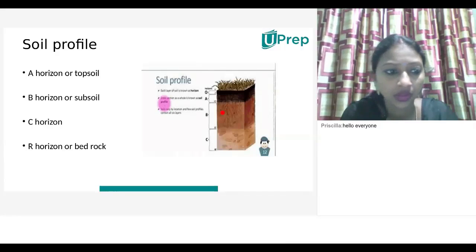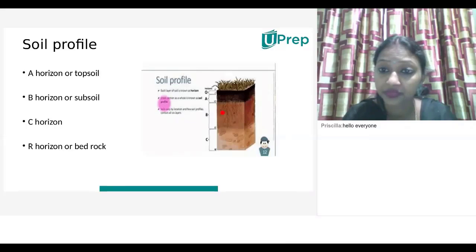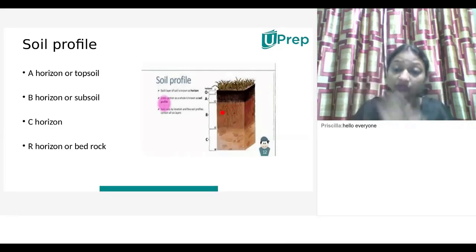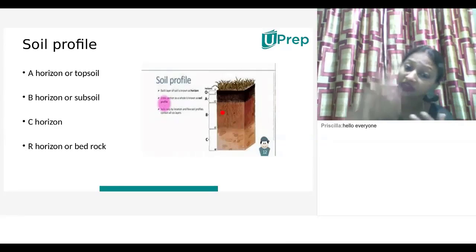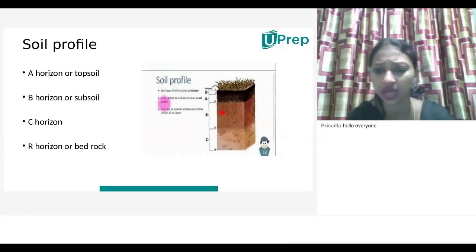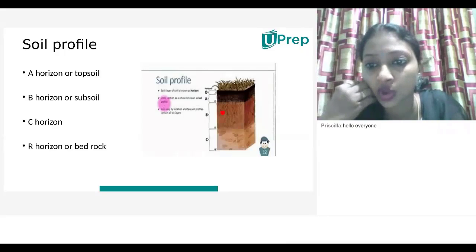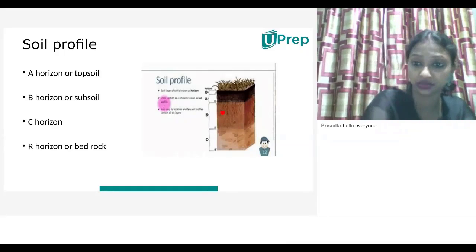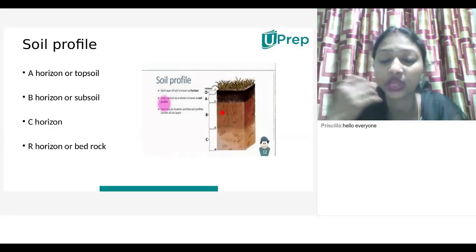Understood? So below we can see that it is very tightly packed. The layer is tightly packed and cracks will be present. That means it's very dry and very hard. So till the subsoil we can easily dig with any small apparatus or instrument. But beyond that, it requires much energy to dig. Understood or not? It is very difficult to dig further.